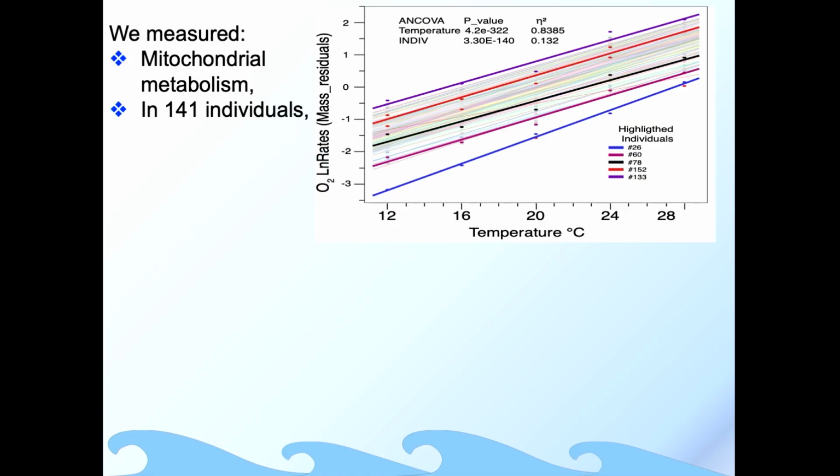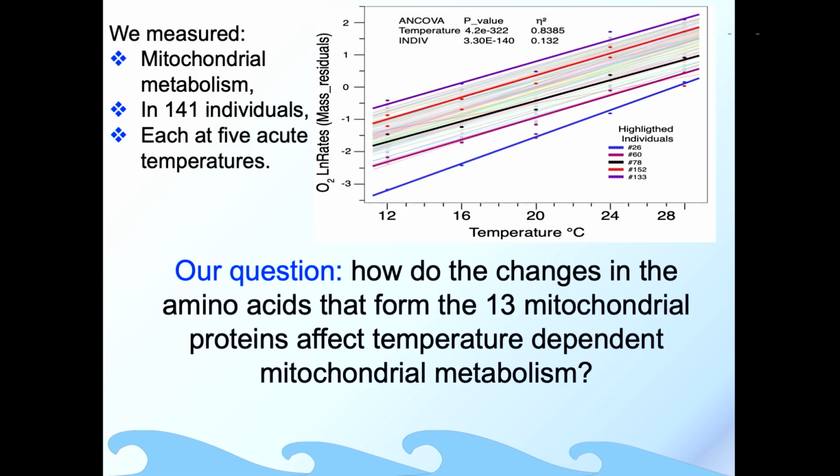There are 6 individuals that are highlighted just for the range and the means and medians. Each individual is measured at 5 acute temperatures, all within a couple of hours. So our question is, how do changes in the amino acids that form the 13 mitochondrial proteins affect temperature-dependent metabolic rates? That's the question.